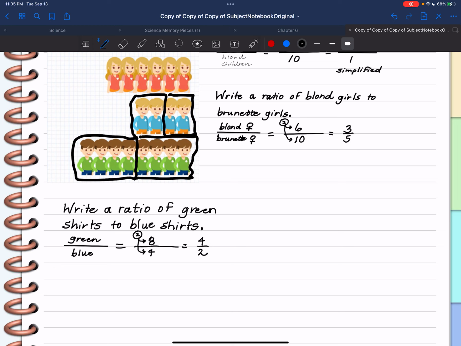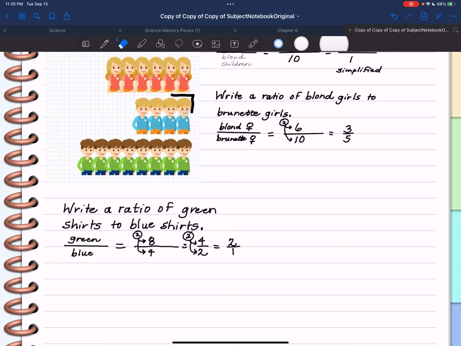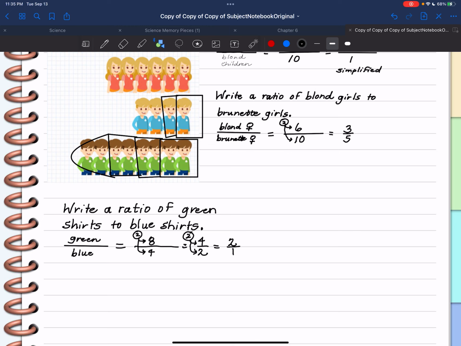So 2 groups. But this will simplify further by 2. So 2 into 4 goes 2 times, and 2 into 2 goes 1 time. So this is saying that for every 2 of the green shirts, there's 1 of the blue shirts. So there's 2 greens and 1 blue. And sure enough, that can be duplicated again and again and again. Okay, so you can break them up that way.